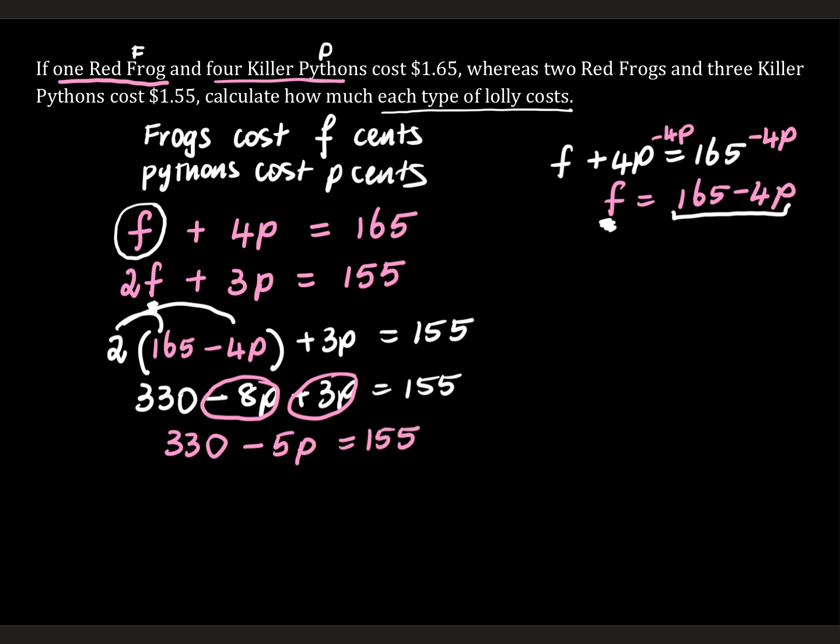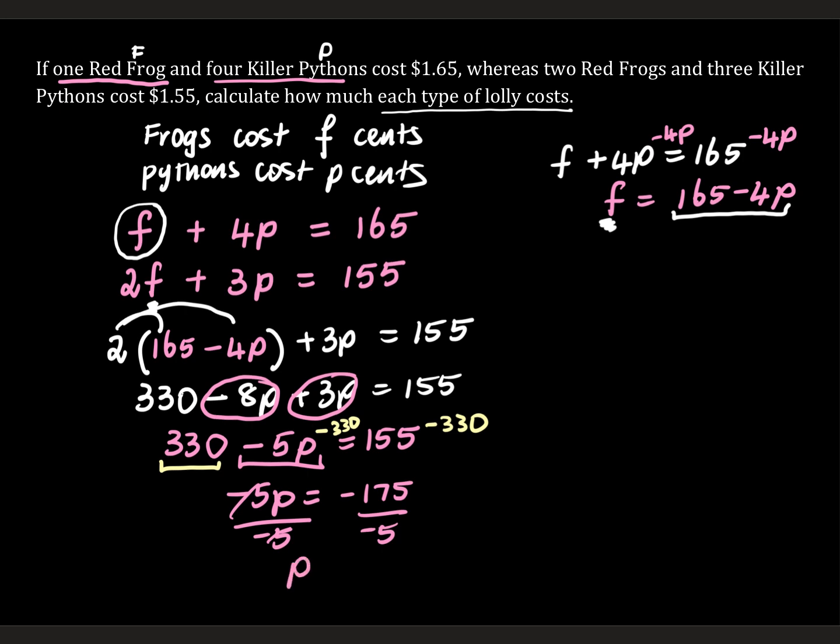What will I do? Well, I want to get rid of this here 330, so I'm going to take away 330 from both sides. And that will leave me with minus 5P. Don't lose that negative there. 155 minus 330 is minus 175. Divide through by minus 5. And that will give me P equals 35. So what does P mean? That's the price of pythons. So I'll write here, pythons cost 35 cents.